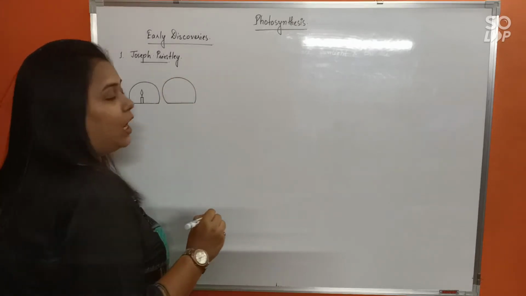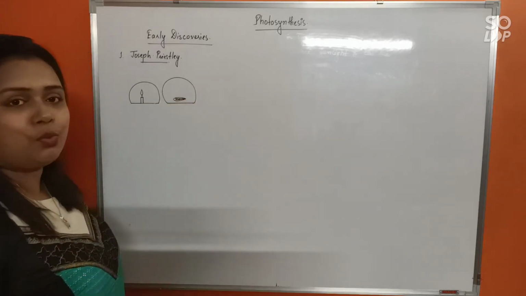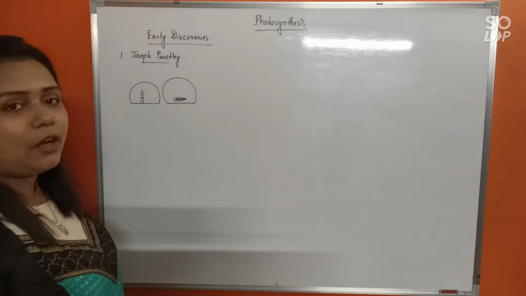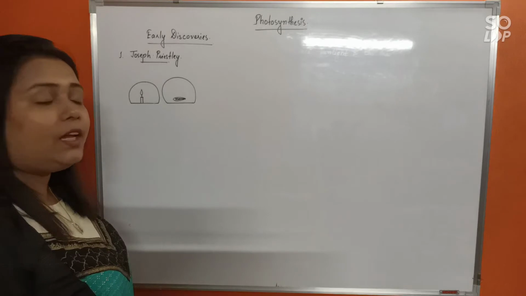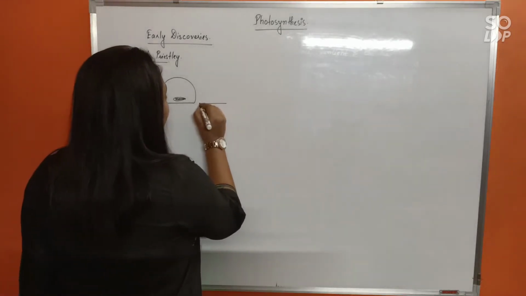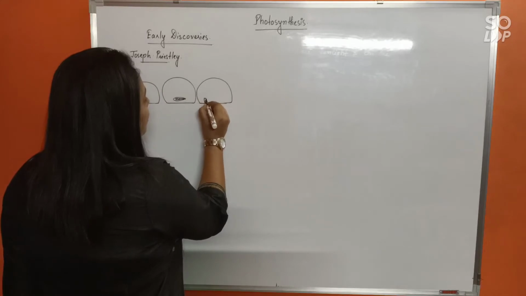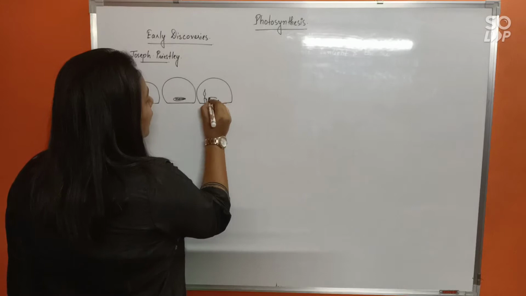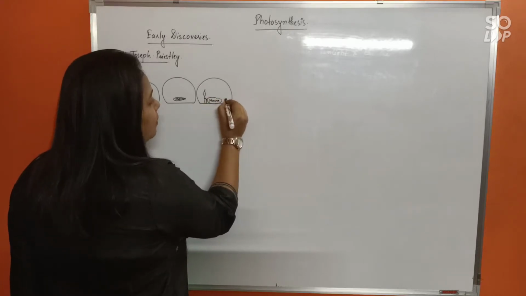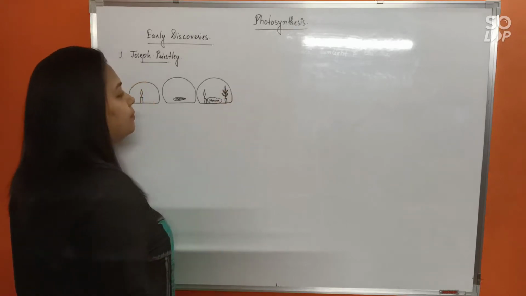In the next bell jar, a live mouse was introduced. Of course, due to lack of oxygen, eventually we'll find that the mouse would die, right? But in the third bell jar, when Joseph Priestley introduced a burning candle and a mouse, this time he would also introduce a small mint plant.